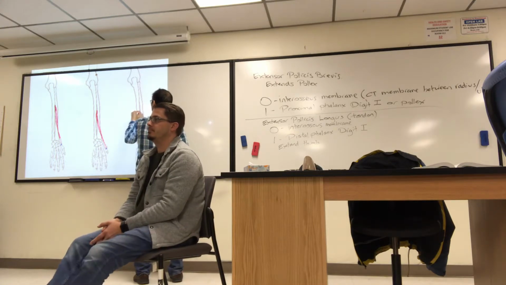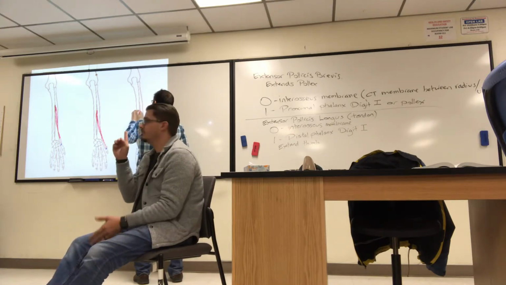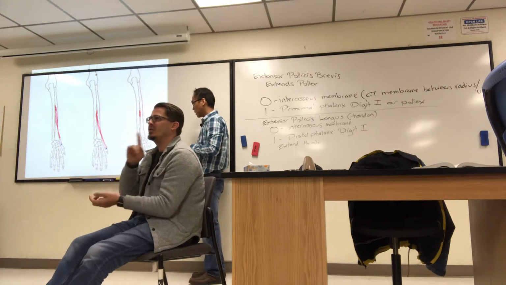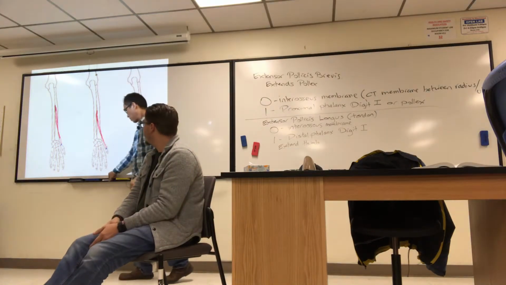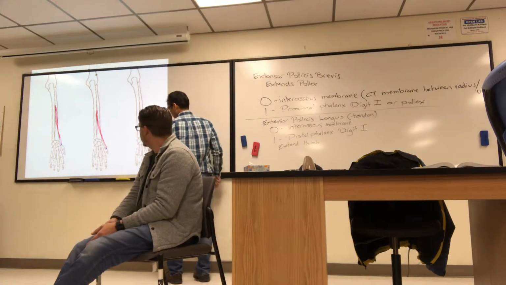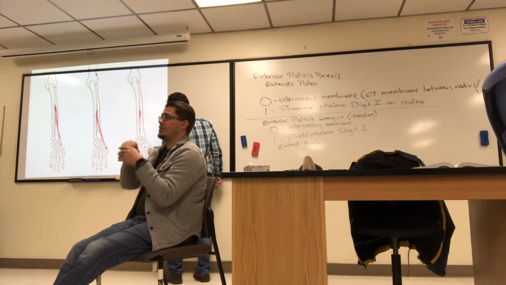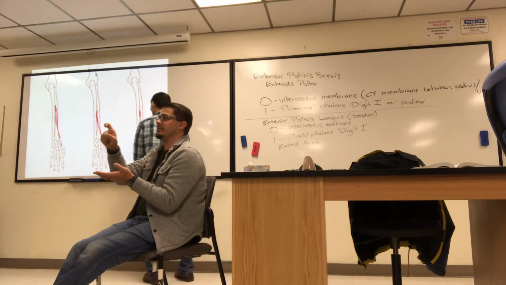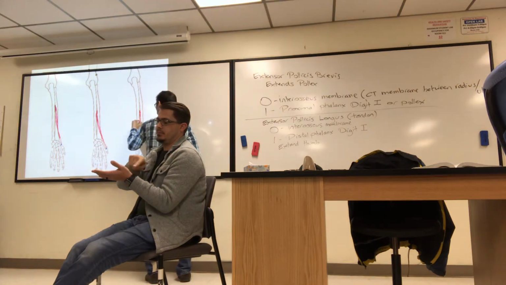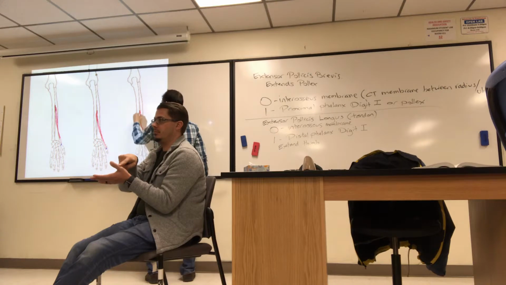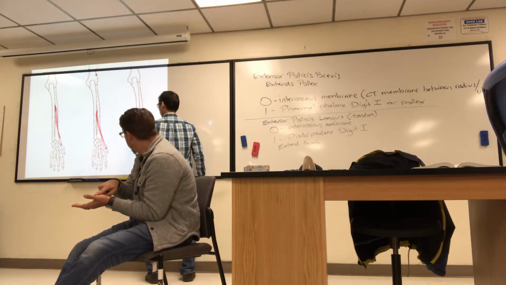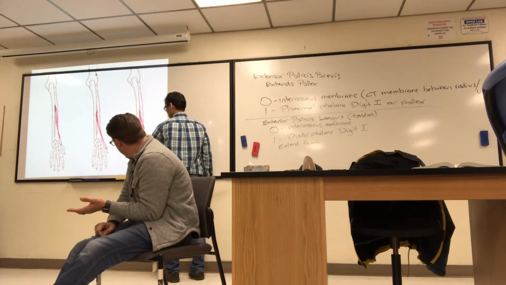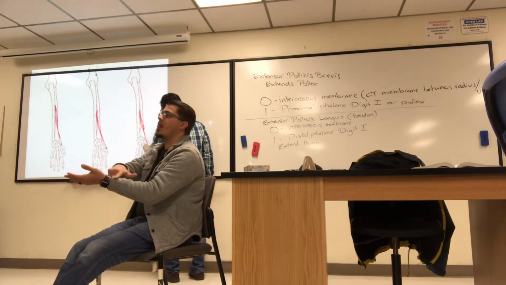So it's going to originate here, interosseous membrane. It's grabbing some of the bones too, I'm just simplifying it. And it inserts distal phalanx of digit 1 right here. Long tendon that pops out and goes all the way to the distal phalanx.